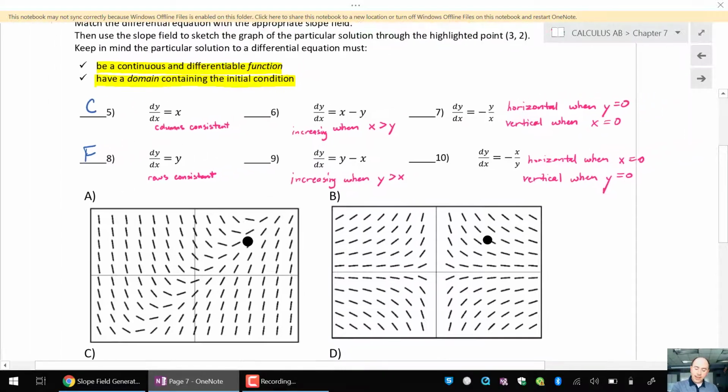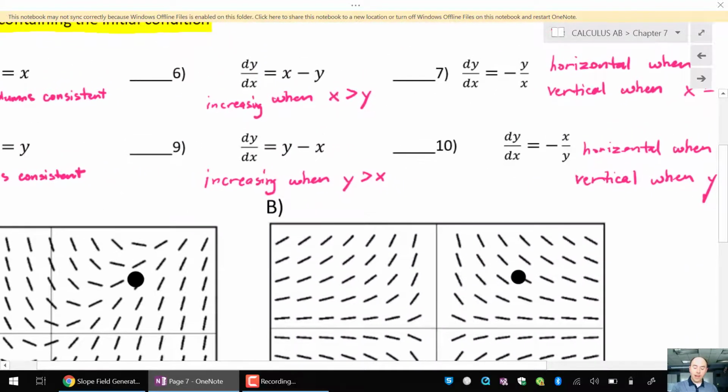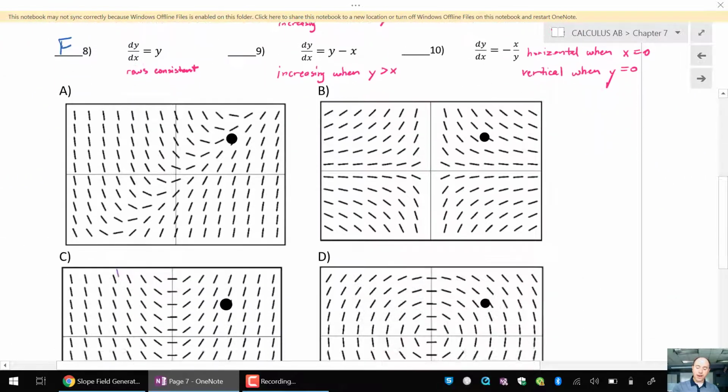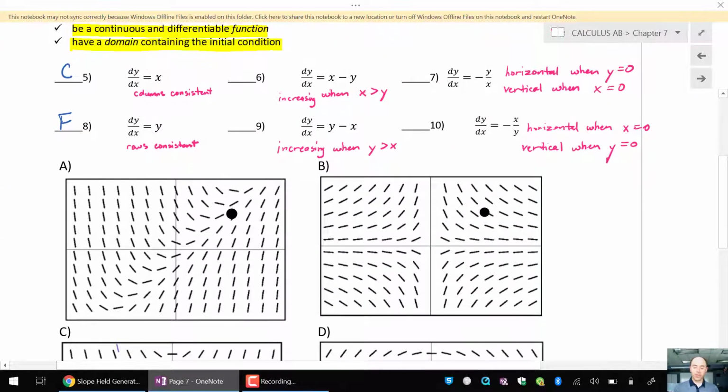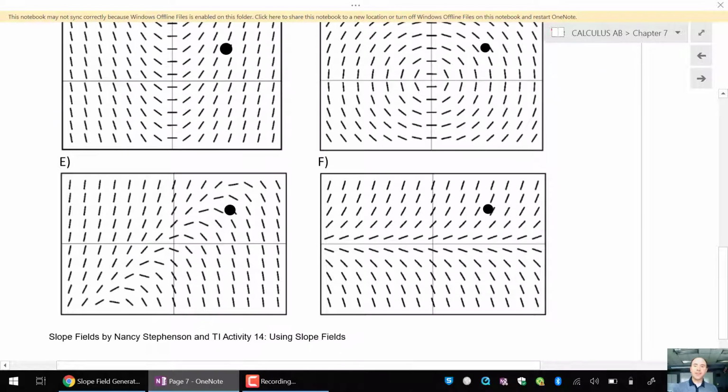Then for 6, it has dy dx equal to x minus y, and then problem 9 right below it, dy dx is equal to y minus x. So the note that I left myself here is just that we're looking for slopes that are pretty steep, increasing when x is greater than y. For problem number 9, the slopes would be increasing when y is greater than x. So where does that happen? Can you figure out from the slope fields which ones match up with those? Take a look at choice A to match up with 6. Take a look at choice E to match up with problem 9.